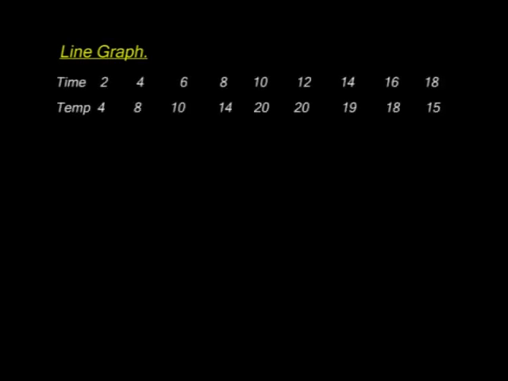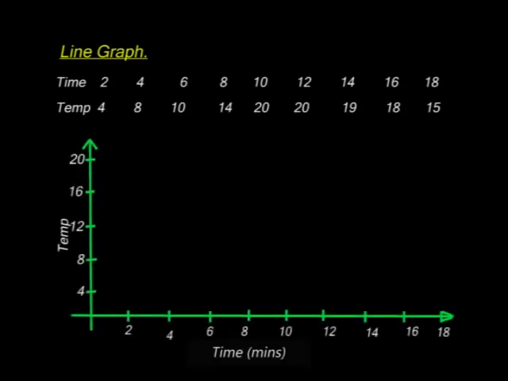Lastly, I have the line graph. And the line graph shows data that is continuous in trend. For instance, I can have a graph of temperature against time for a certain day. There I have my table first. For me to get a line graph for this information, the first thing I need to do is to draw the two axes, X and Y.